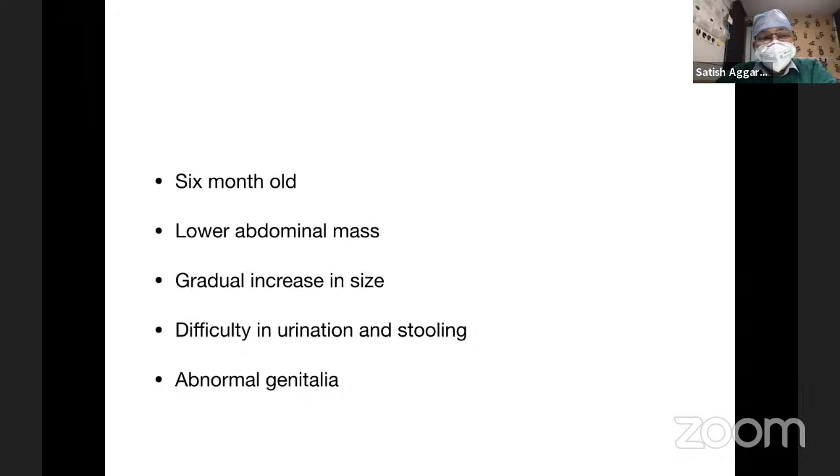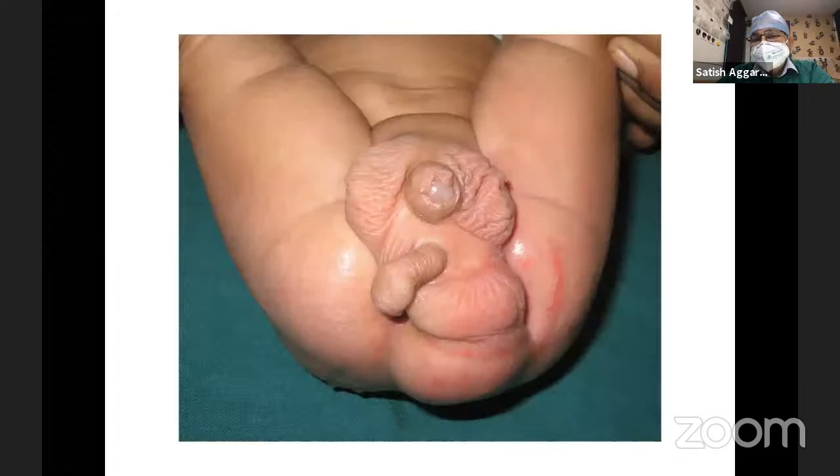Yet another example, a 6-month-old child who has a lower abdominal mass, again gradually increasing in size, difficulty in urination and stooling, and abnormal genitalia. The parent says that the genitalia is abnormal. Well, when the parent says the genitalia is abnormal, you will obviously have a look at it. And this is the child.